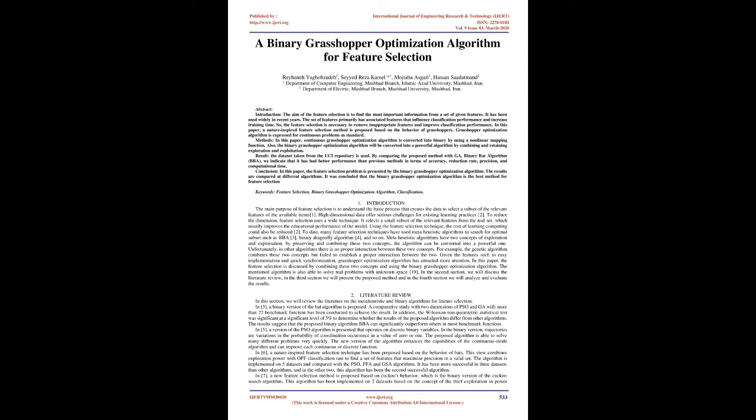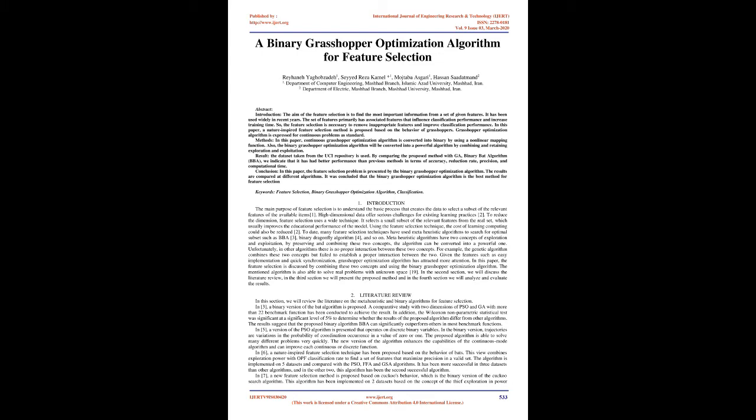1. Introduction. The main purpose of feature selection is to understand the basic process that creates the data, to select a subset of the relevant features of the available items. High-dimensional data offer serious challenges for existing learning practices. To reduce the dimension, feature selection uses a wide technique. It selects a small subset of the relevant features from the real set, which usually improves the learning performance of the model. Using the feature selection technique, the cost of learning computing could also be reduced.